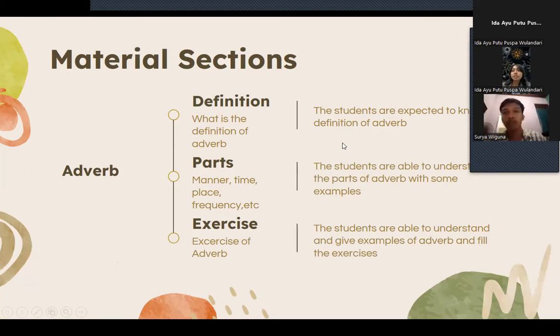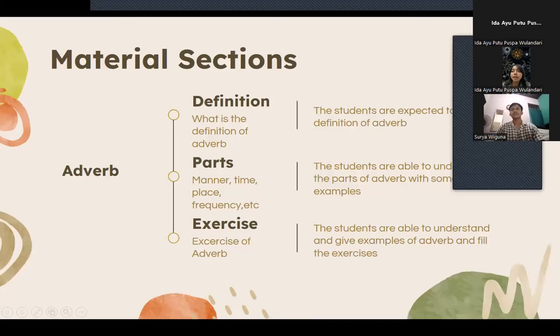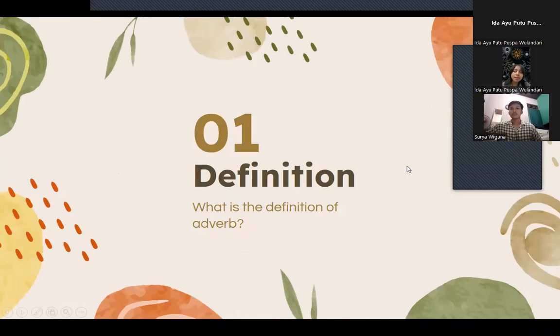And I hope that the students are expected to know the definition of the adverb, and then the students are able to understand the parts of the adverb with some examples. And I hope that you are able to understand and give examples of adverbs and fill the exercise. Next is the definition of the adverb.